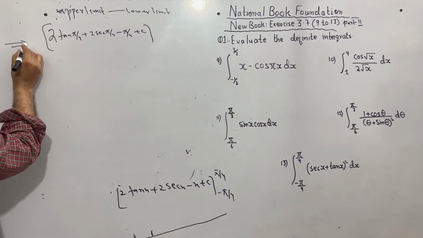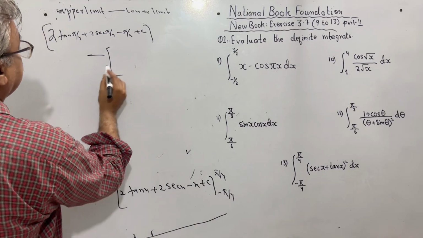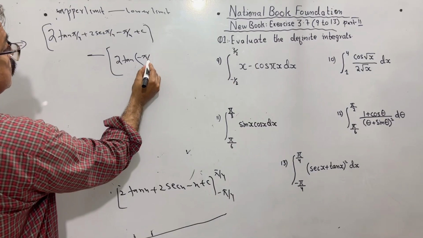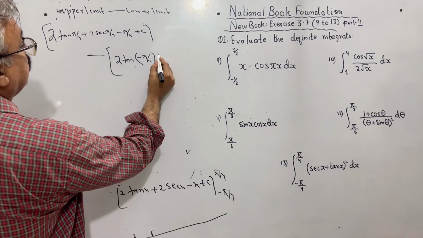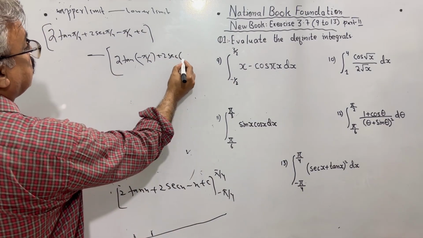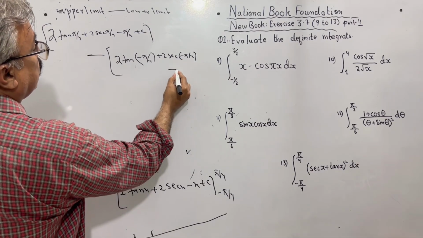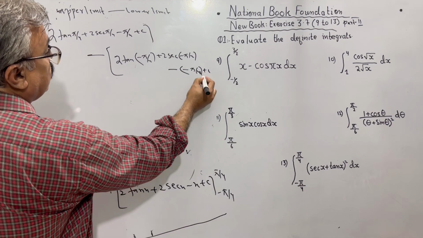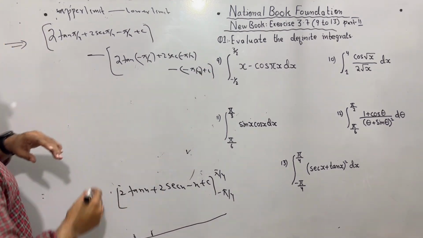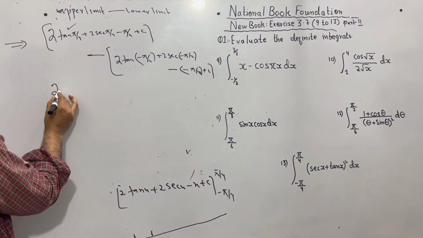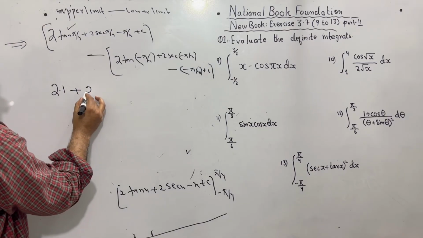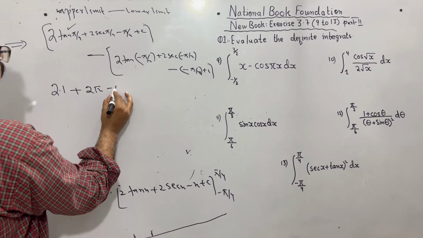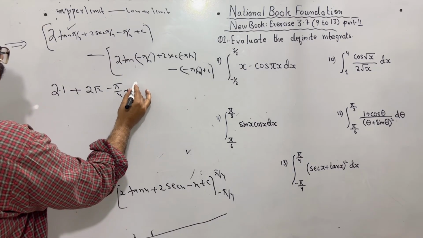Minus lower limit: 2 times tan negative pi upon 4, plus 2 times sec negative pi upon 4, minus the negative value of x, which is minus pi upon 4, plus c. Now very gently solve this. Tan 45 is equal to 1, plus 2 sec pi upon 4, meaning sec 45 is only root 2, minus pi upon 4, plus c.